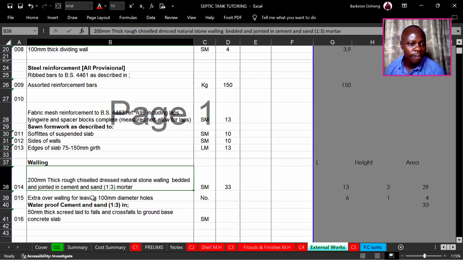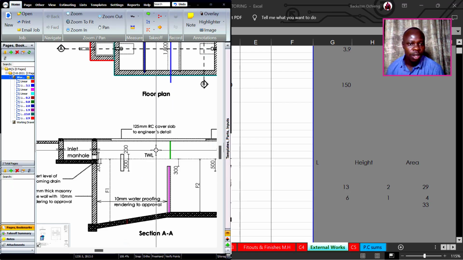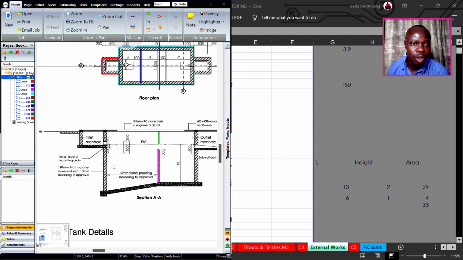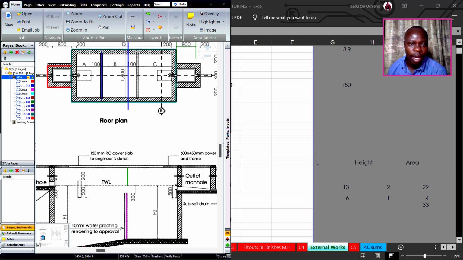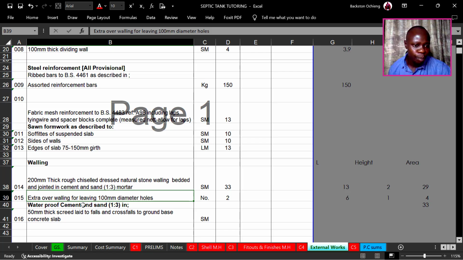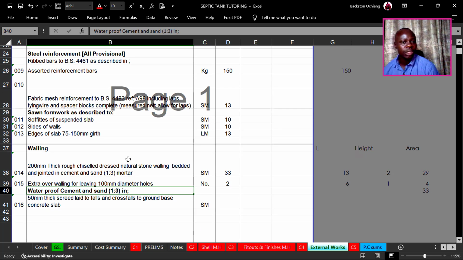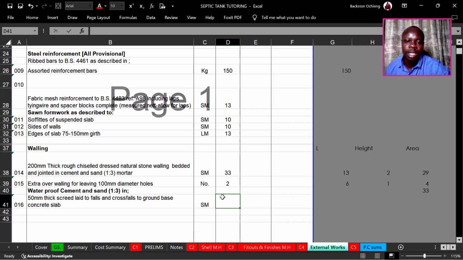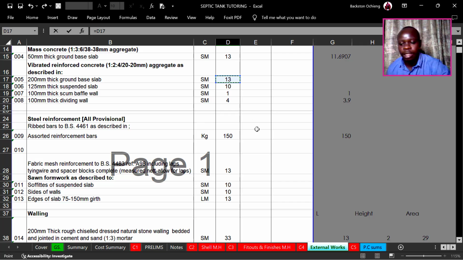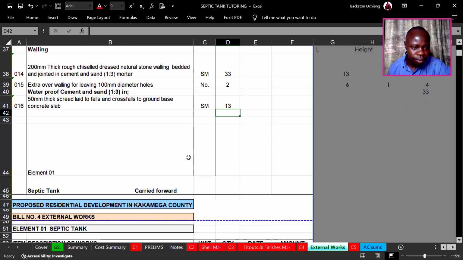So extra overwalling for leaving 100 millimeter diameter holes. So these are provisions for the inlets and the outlets. So we just count them. It's only at this point and another one at this point. So those are 2. They are measured in number. Have it 2 there. Then waterproof cement and sand. Okay, so this is a screeding of the ground base slab. It's measured in square meters, and the area is equivalent to the slab, which we had already calculated. That is 13, equal to that.